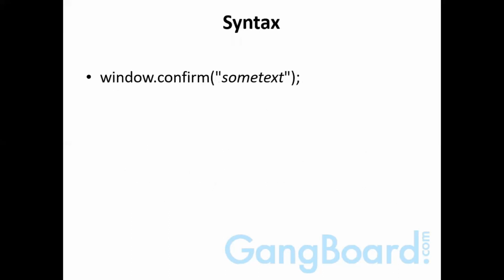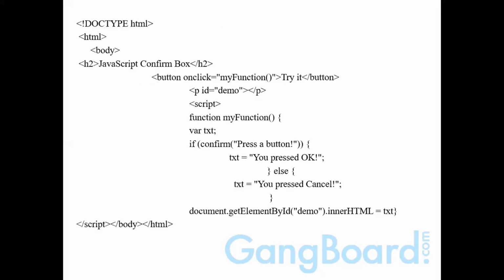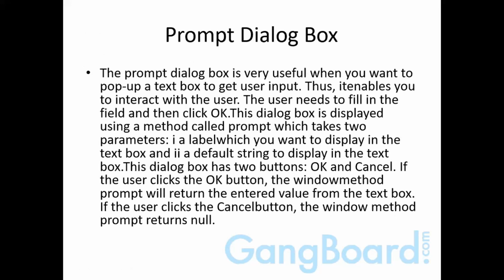This is the syntax for the confirm box: window.confirm. Inside the double quotes, whatever text you give will be displayed to the user. See here, I am writing a JavaScript function called myFunction. Here I am writing a condition: if the confirm button is triggered with a button press, then the text is 'You pressed OK'. Then in the else condition, 'You pressed Cancel'. I can get this value using innerHTML text. So this is the way the confirmation box works.